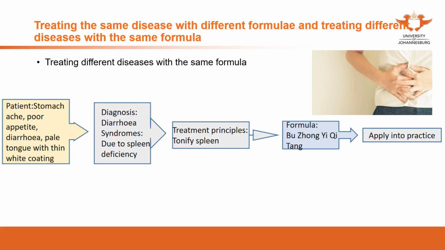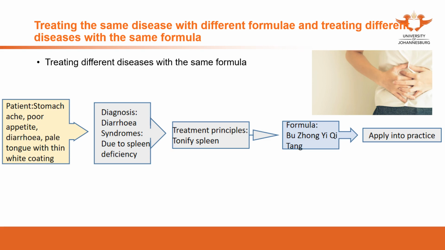There was a patient with stomach ache, poor appetite, diarrhea for a few days, and pale tongue with a thin white coating. So the diagnosis for this patient, he got diarrhea, and the symptoms were due to spleen deficiency. Here, you don't need to focus on why these symptoms cause spleen deficiency, because these are from the symptom differentiation. When we study more theories, we will understand why.